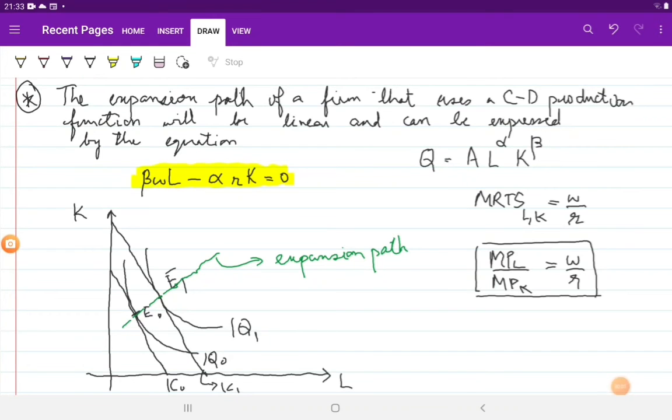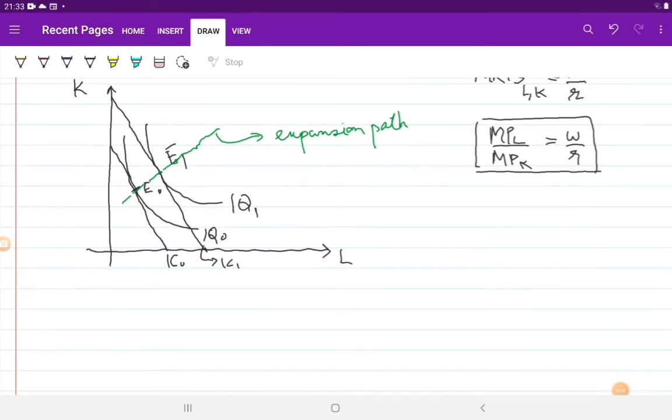Instead of MPL, I can write alpha Q by L. Similarly, instead of MPK, I can write beta Q by K is equal to W by R. Now I can cross multiply and I can cancel out the Q so that I get alpha by beta K by L is equal to W by R.